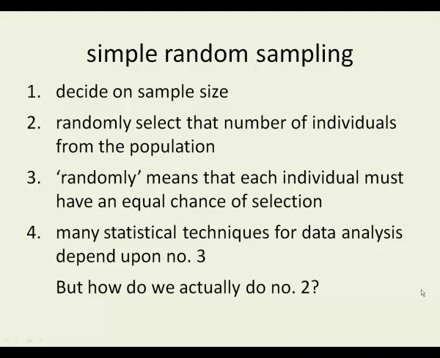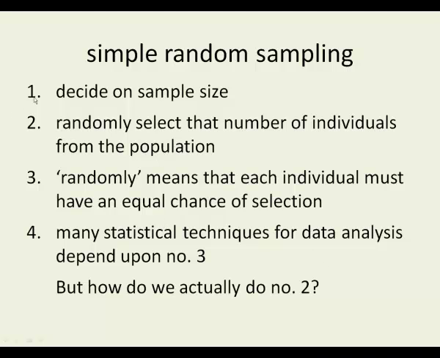When you've decided your sample size, then you've got to randomly select that number of individuals from the population. And randomly means that each individual must have an equal chance of selection for a simple random sample. Many of the techniques for data analysis depend critically upon this, either upon it having an equal chance or at least a known chance. You can correct as long as you know what the chance was. But for simple random sampling, they have to have an equal chance. If you do a sample and you don't know what the probability was, what the chance each person had was, then there's very little you can do in terms of generalizing from a sample to the population. So this is critical, that you need to know the probability for each person. And here we're assuming it's equal.